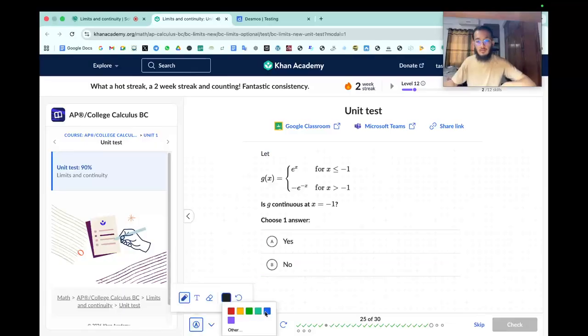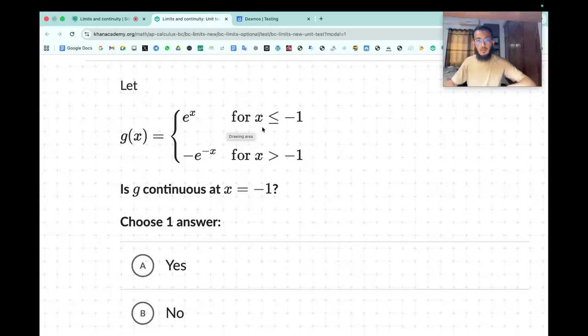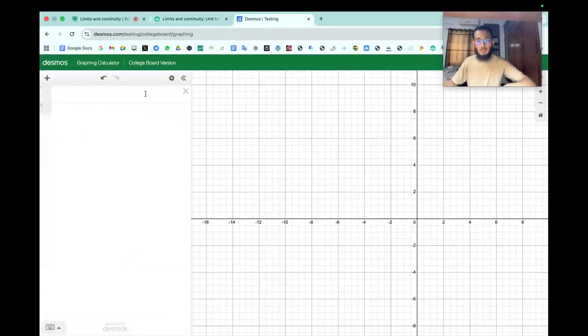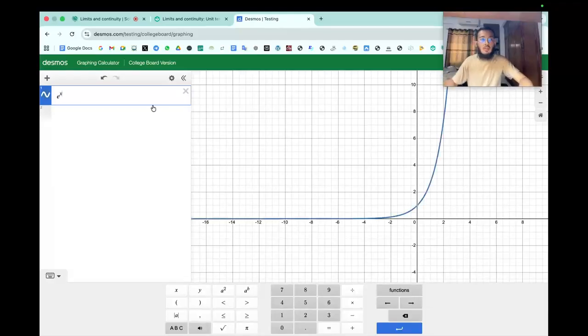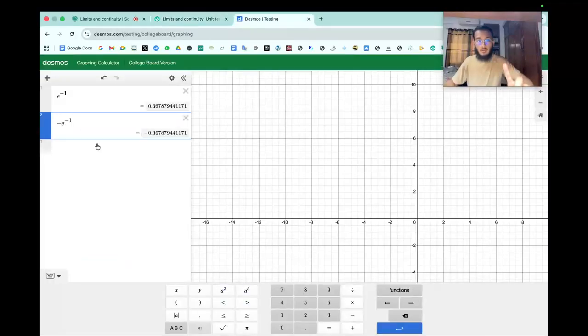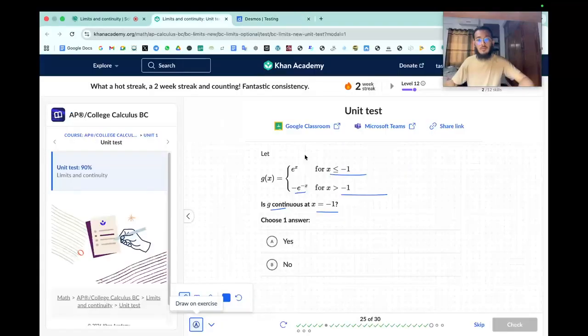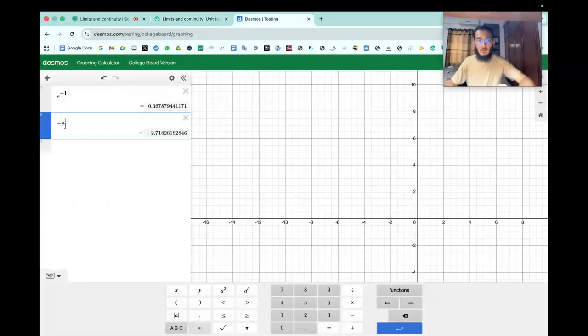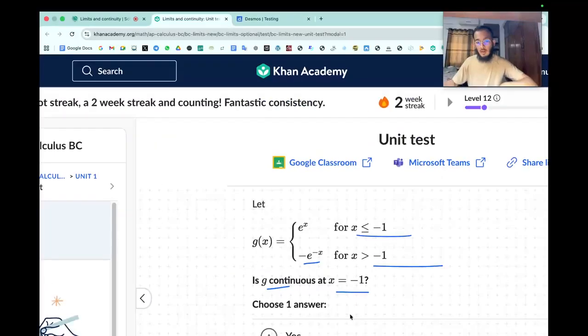Okay. Let g(x) be equal to this function for x less than or equal to -1, and this function for x greater than -1. Is g continuous at x equals -1? Well, let's plug in e to the power x. If you plug in -1, we get a value. We should get the same value for the other piece. So -1, negative becomes +1. Negative e to the power +1 is not the same as e to the power -1, as you can see. So is this continuous? No.